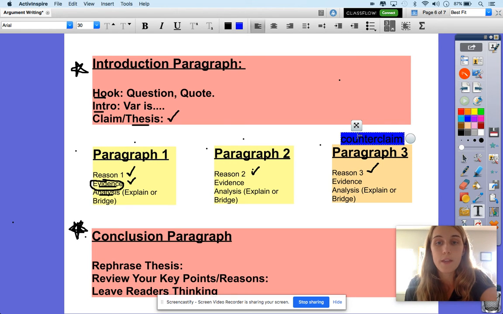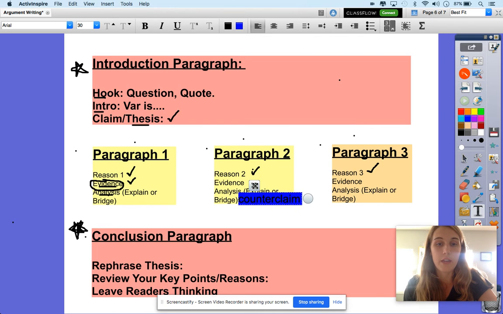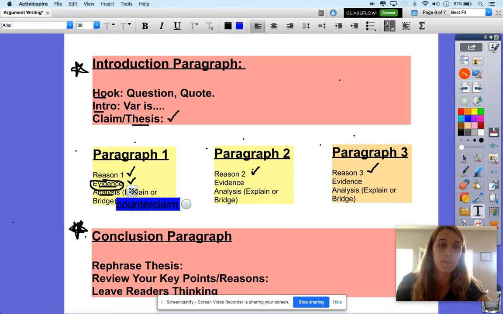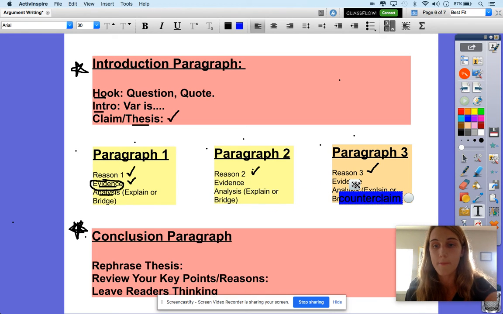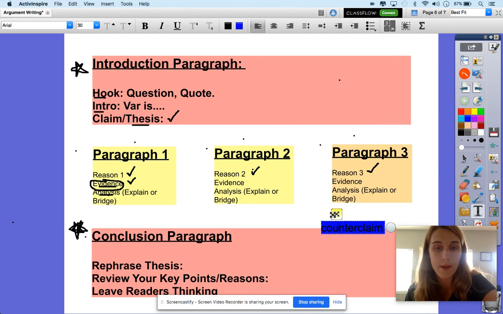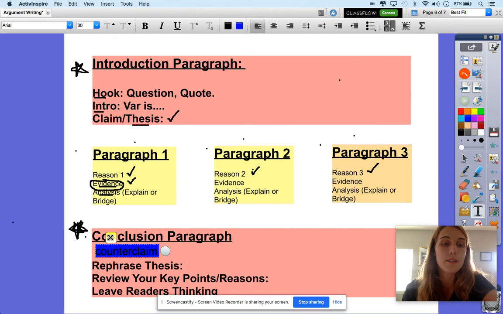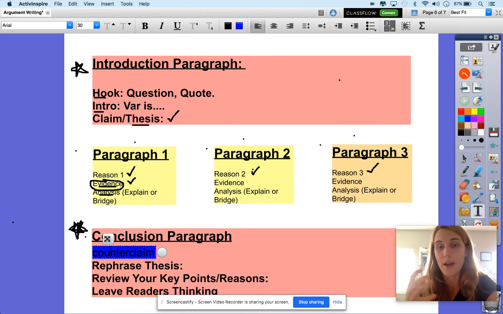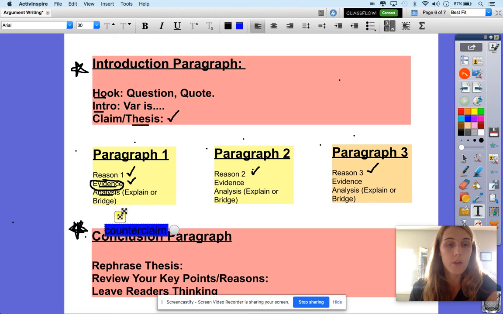Or maybe, I saw some of you do this in your earlier writing, you mentioned the counterclaim in every single paragraph. You have your reason, your evidence, you mention the counterclaim, but then explain why your reason was better. So maybe you do that. Or maybe you decide, I'm going to keep these the same and I'll bring up my counterclaim somewhere in my conclusion paragraph. That's one thing to think about as you're brainstorming today: where are you going to put your counterclaim?